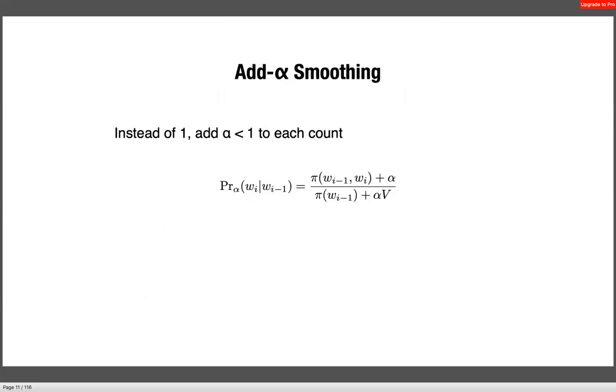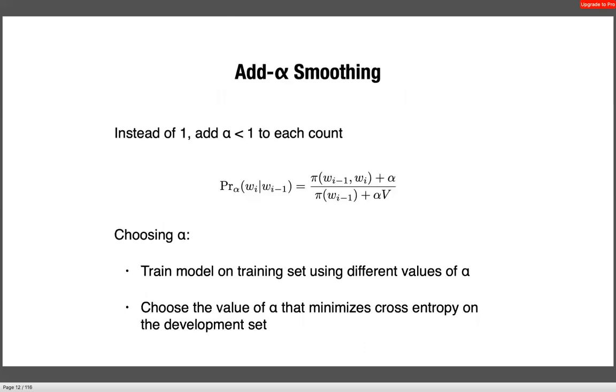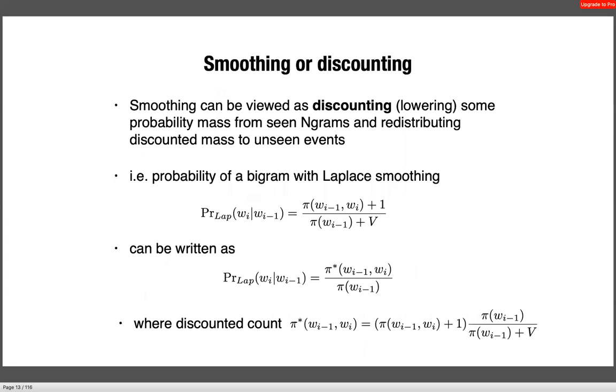All right, so a small band-aid fix to this was to do add alpha smoothing, where instead of 1, you actually add some alpha which is less than 1 to each count. But here you would have the challenge of choosing alpha. How would you go about appropriately choosing an alpha? Smoothing could also be viewed as discounting, and this is important when we discuss the first scheme, which is Good Turing's discounting scheme. So discounting is just a different view of smoothing.